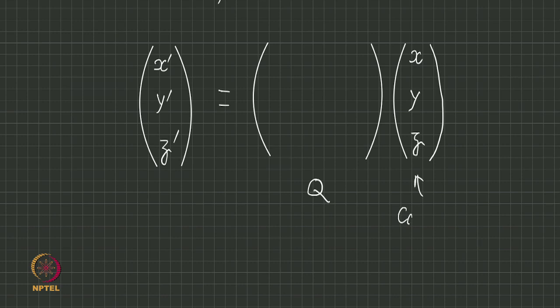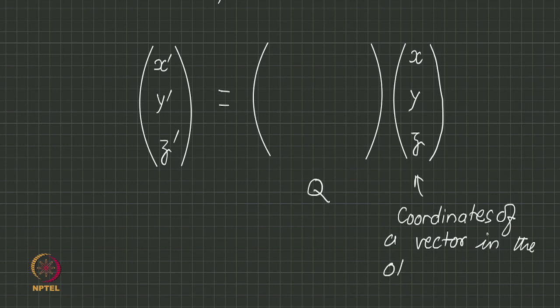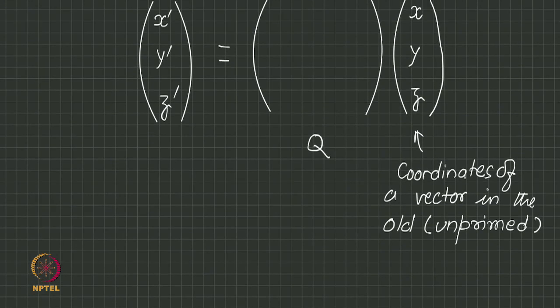So, this is the coordinates of a vector in the old, or unprimed, because in my notation I am using unprimed for old. So, coordinates of a vector in an old unprimed coordinate system.